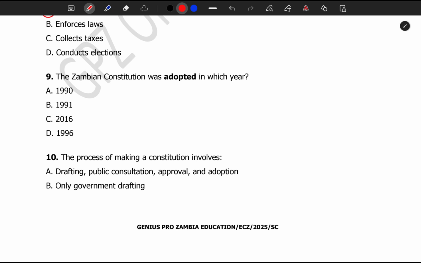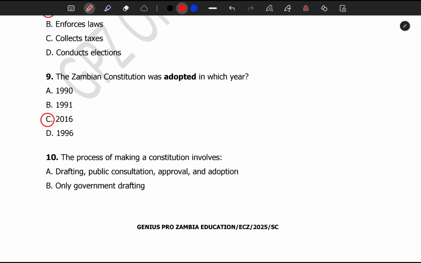Question 9. The Zambian Constitution was adopted in which year? In which year was the Zambian Constitution adopted? Now, I would say let's talk about the current Constitution before the one which we are using. There was the one which was recently adopted in 2016.